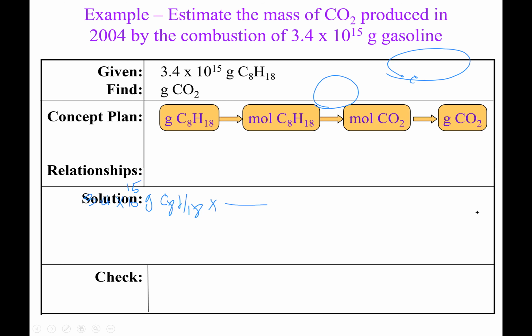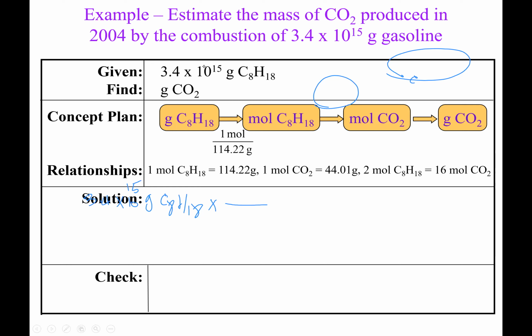So the molar mass for C8H18 is 114. So that's the mass of 1 mole of this. So you convert the mass of gasoline to moles of gasoline, and you say 1 mole of this gasoline is 114.2 grams. So now you have the moles of the gasoline. Then you want to convert that to moles of CO2.